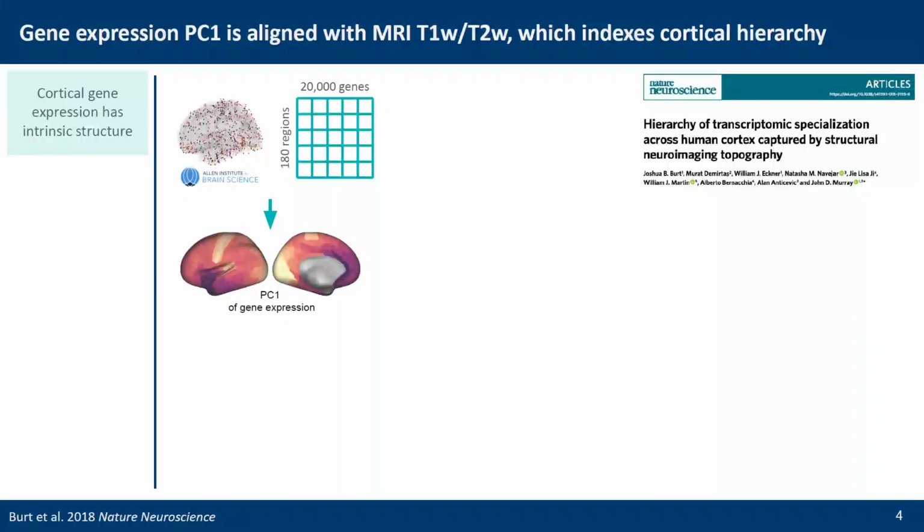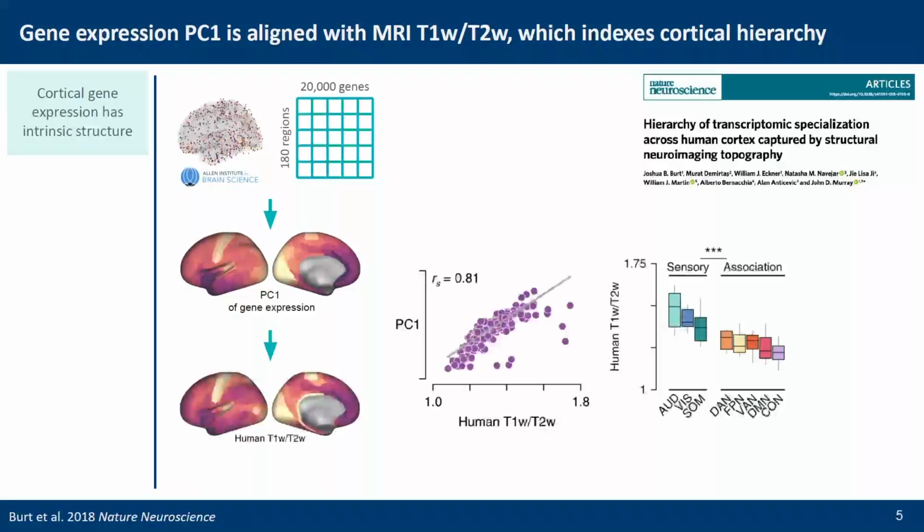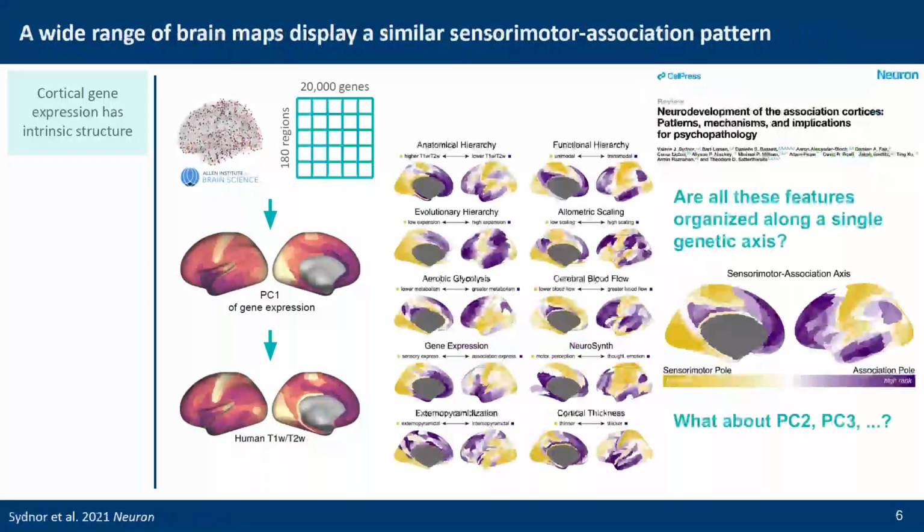And that's without having any other spatial information in the matrix. Moreover, this first component is very closely aligned to the MRI-derived T1-T2 ratio, which indexes gray matter myelination as well as cortical hierarchy overall. Now, Valerie Sidnor and others had an amazing review where she showed that this concept of hierarchy extends to a whole range of canonical brain maps that all have some alignment to this sensory-motor association axis that in some sense is underpinned by this first principal component of gene expression, which is this one.